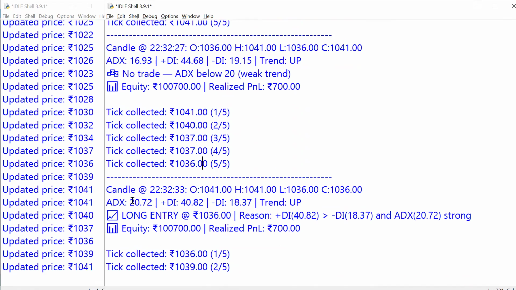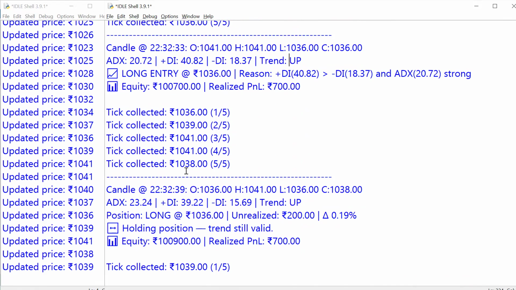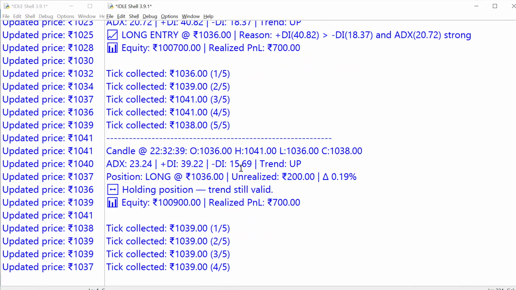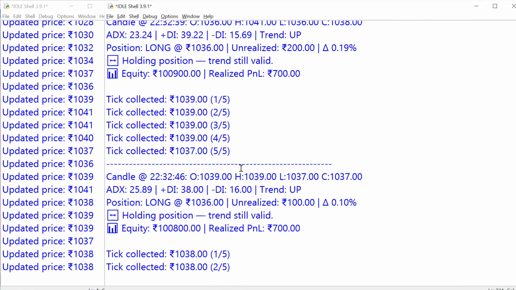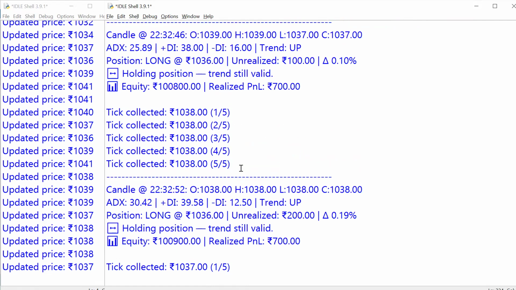Okay, ADX came above 20 and the trend is up. It has taken a long position at 1036. We are in an unrealized profit of 200. 1036 is our entry.